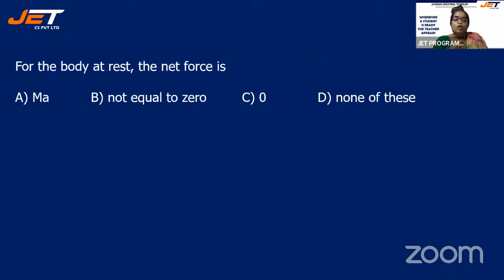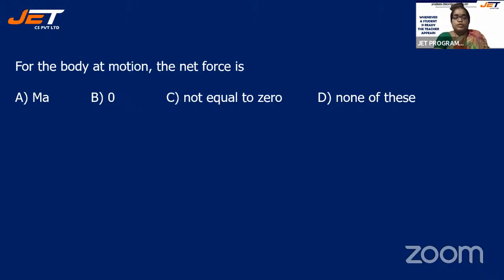Next one. For the body at rest, the net force is. Body rest లో ఉన్నప్పుడు net force ఏమవుతుంది? Let us see. It is obviously option C, that is 0. Force is 0. Next one.